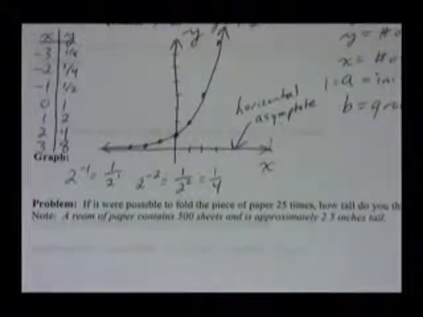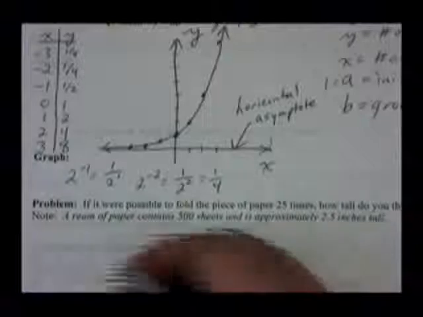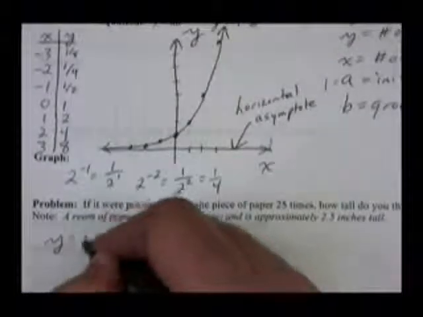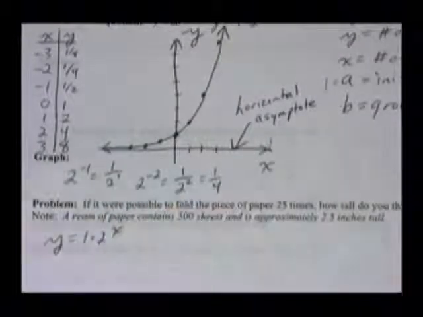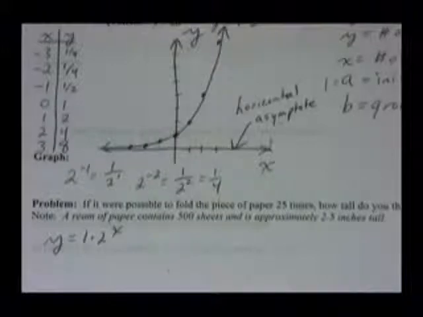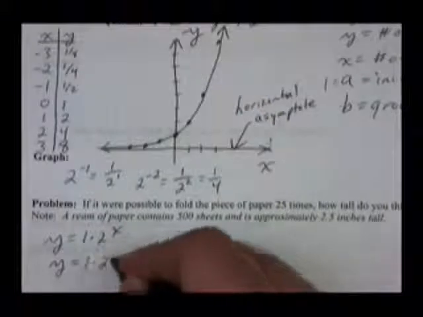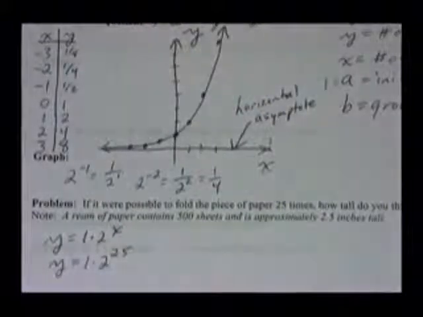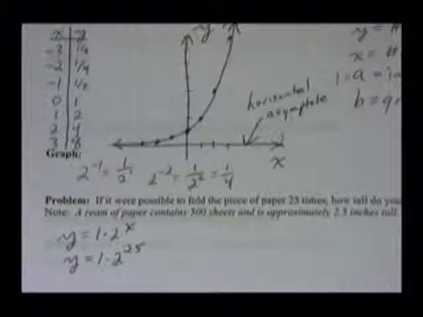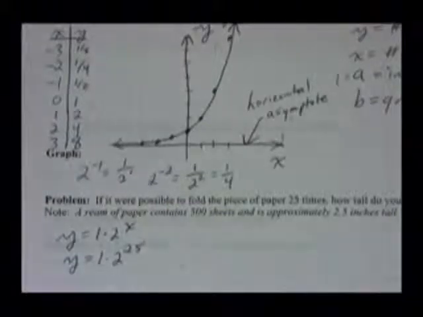It says a ream of paper contains 500 sheets and is approximately 2.5 inches tall. So I'm going to use my equation, y equals 1 times 2 to the x, and I want to find out what happens with 25 folds. So y equals 1 times 2 to the 25th. All right, in order to do that, I'm going to use my calculator.